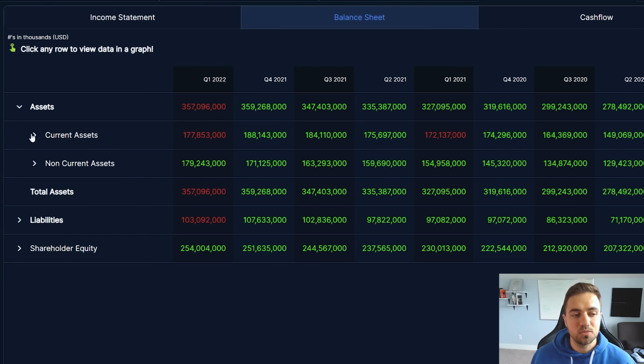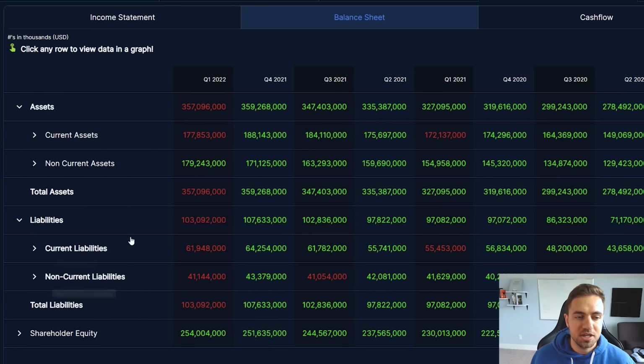Now, another thing that you want to pay attention to on the balance sheet is something that we call the current ratio. The current ratio takes the current assets of a business and divides it by the current liabilities. The ratio essentially tells you how many liquid assets the company has relative to the debts that are due within the next year. It tells you how able the company is to actually pay off its debts that are due within the next year.